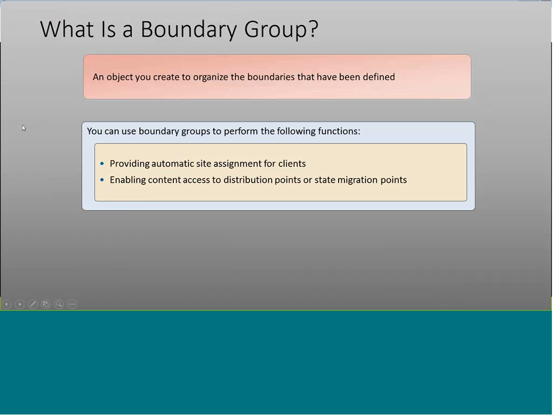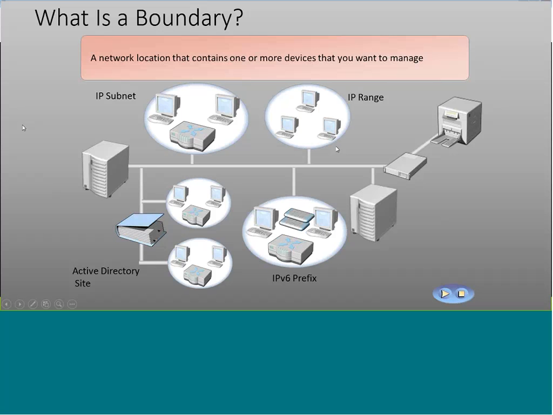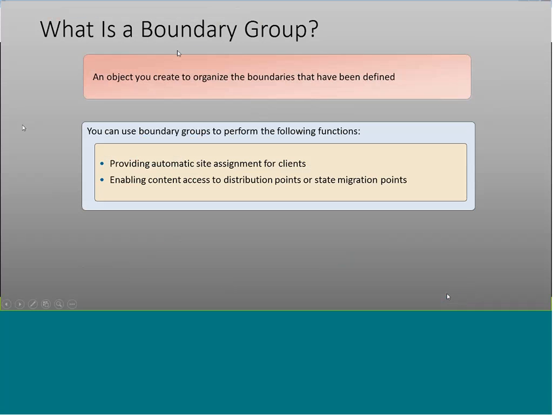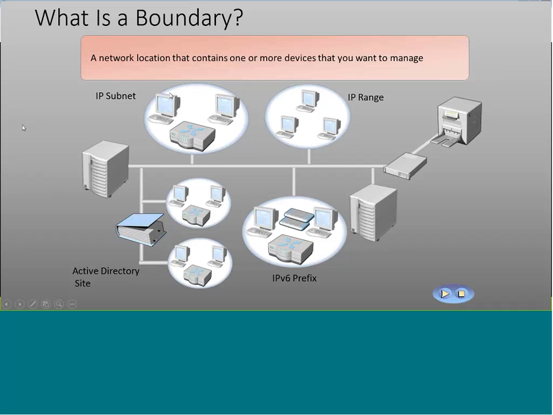And what is a boundary group? So once you create a boundary according to subnets or range or Active Directory site or IPv6 prefix, then you go for boundary groups. You can still create groups. So in an example where I was saying the fourth floor, suppose, has 192.168.4.x range, and you already created a second boundary, which is 192.168.3.x, and then 192.168.2.x.